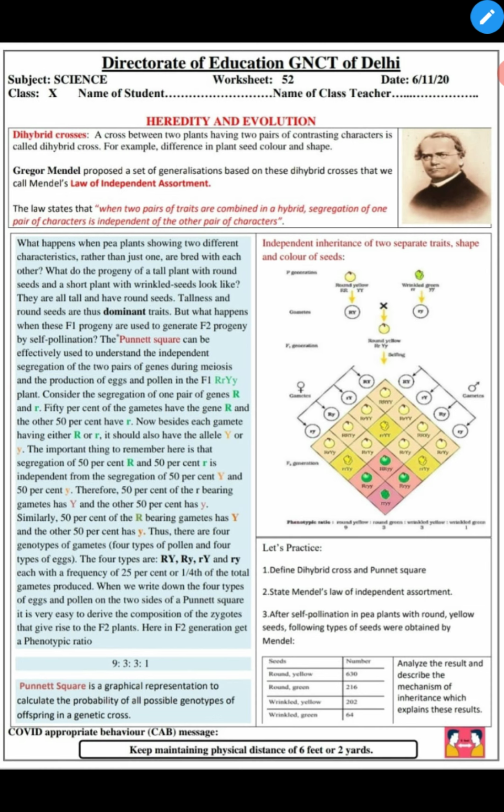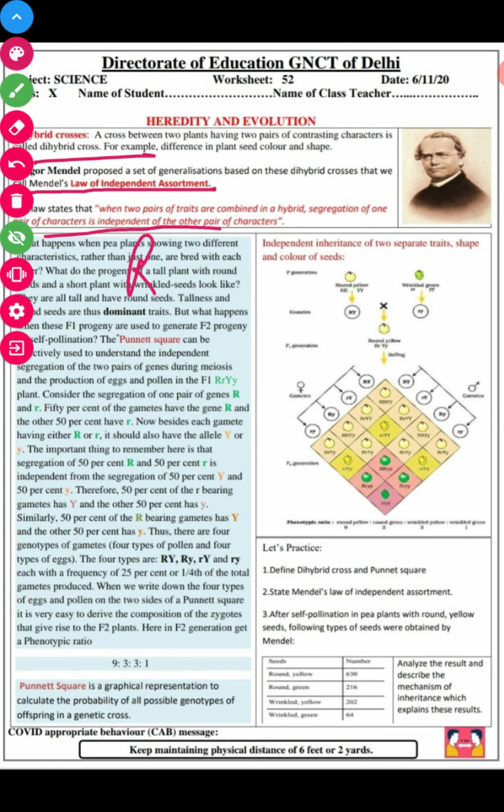Gregor Mendel proposed a set of generalizations based on these dihybrid crosses, which we call the Mendel law of independent assortment. The law states that when two pairs of traits are combined in a hybrid, segregation of one pair of characters is independent of the other pair of characters.